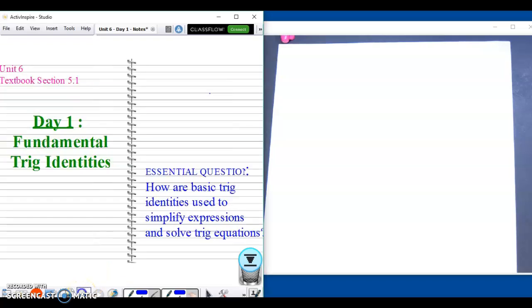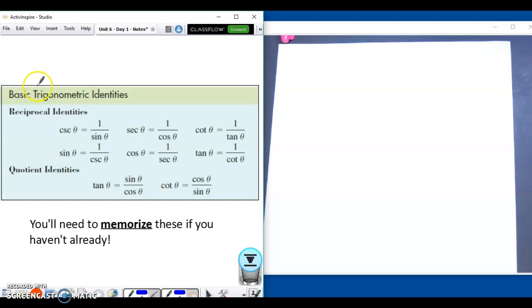Before I do the warm-up, if you look at the notes where it says basic trig identities, these are the trig identities that you've been using when you were working with your right triangle trig and when you were working with the unit circle. So cosecant, we know, is 1 over sine. Secant, 1 over cosine. This one we don't use that much, but cotangent is 1 over tangent. Sine is 1 over cosecant. Cosine is 1 over secant. And tangent is 1 over cotangent.